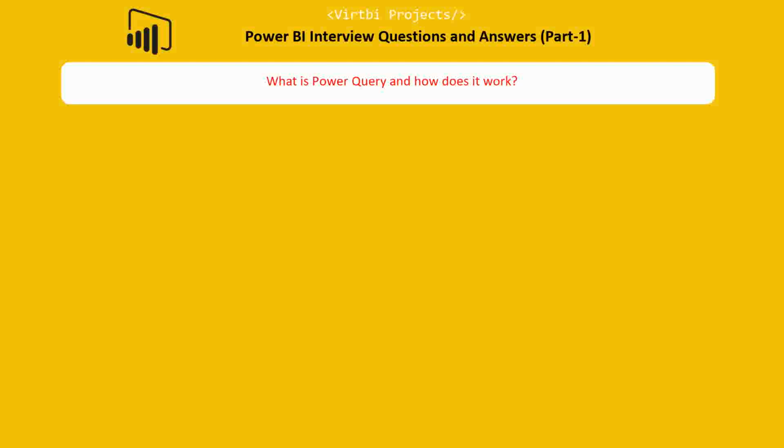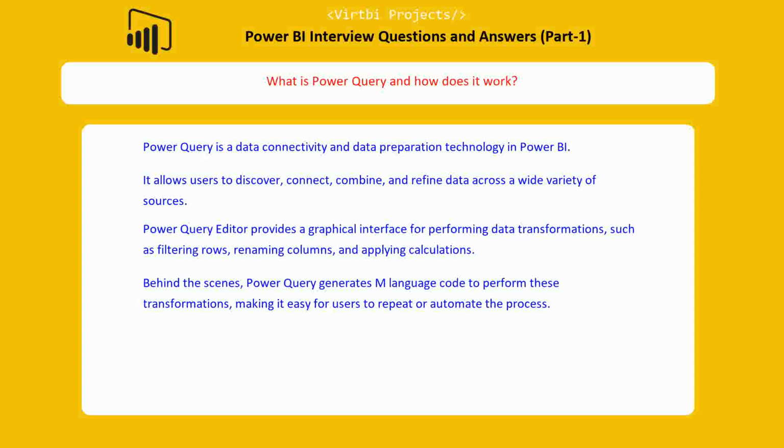What is Power Query and how does it work? Power Query is a data connectivity and data preparation technology in Power BI. It allows users to discover, connect, combine, and refine data across a wide variety of sources. Power Query Editor provides a graphical interface for performing data transformations, such as filtering rows, renaming columns, and applying calculations. Behind the scenes, Power Query generates M-language code to perform these transformations, making it easy for users to repeat or automate the process.